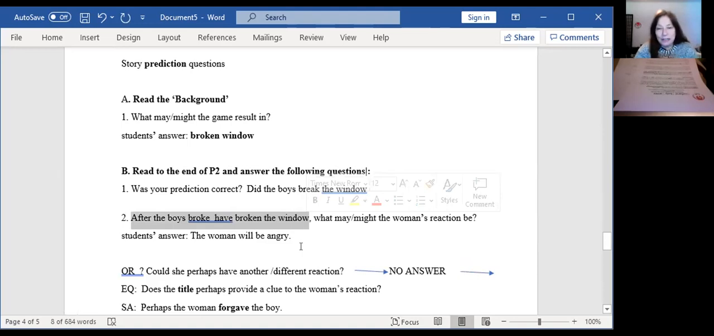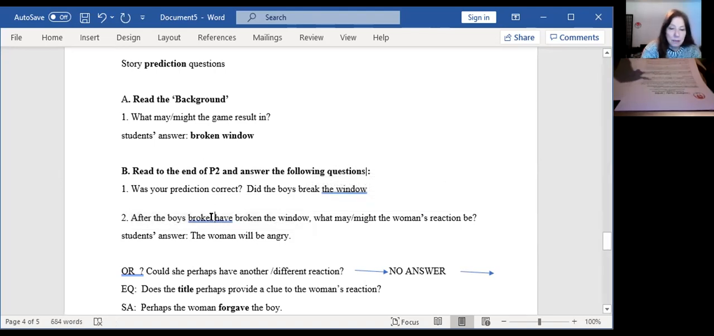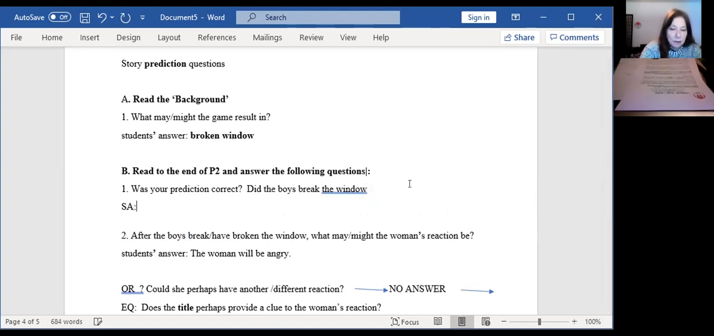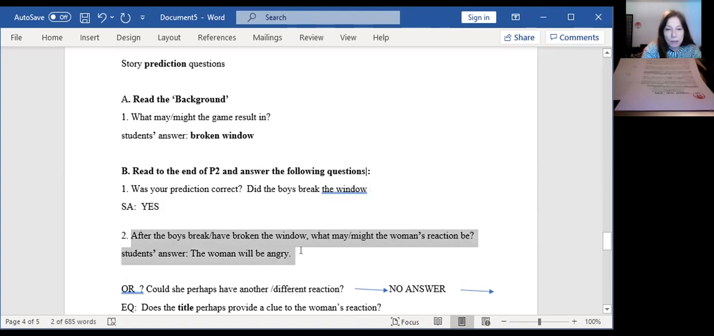Do we want to tell them before they've read it, the boys do break the window? Or do we want them to find this out when they read it? Have broken is better. Did the boy break the window? And the students say yes. Mm-hmm. So they have already confirmed. Yep. The broken window. So the answer is yes. Student answer, yes. But you ask this question before they give the answer, this one. Do they read to the end so that they know that the boys have broken? Here you're telling them, with this question, that the boys have broken the window before they read it.